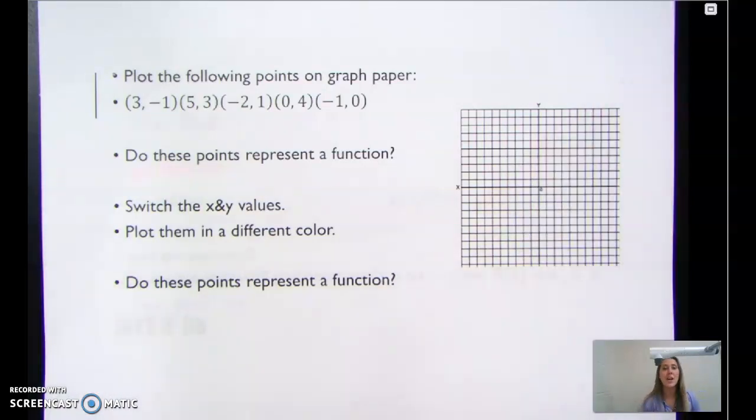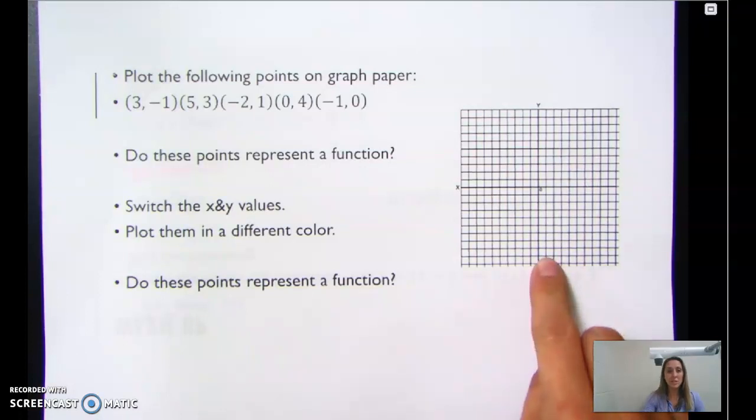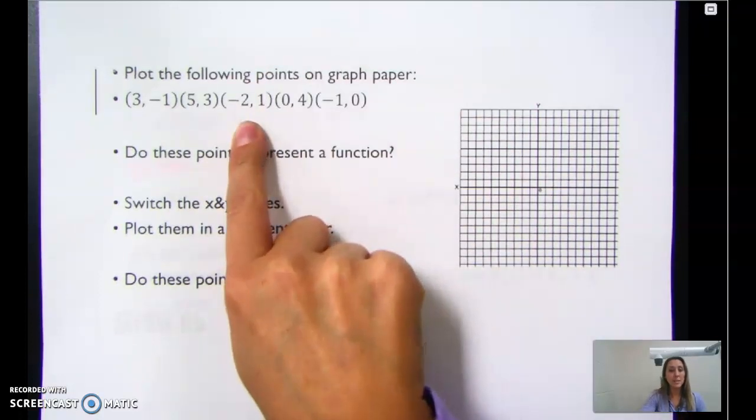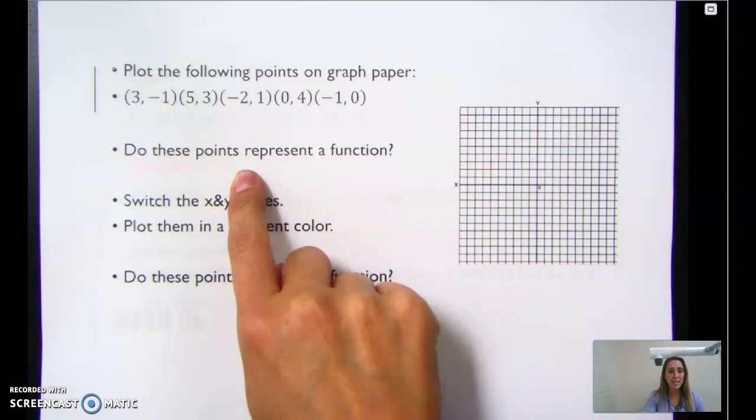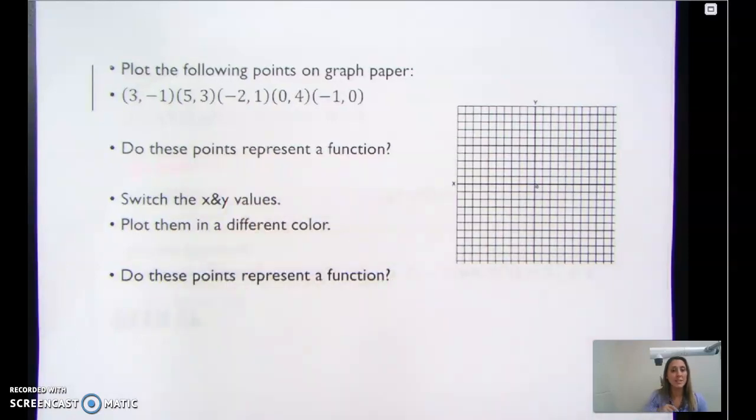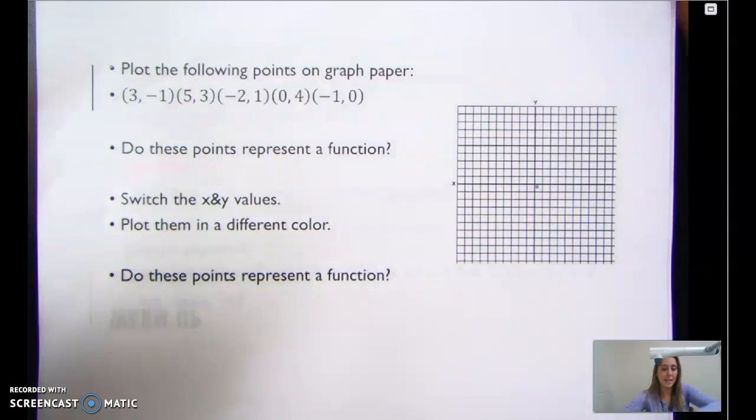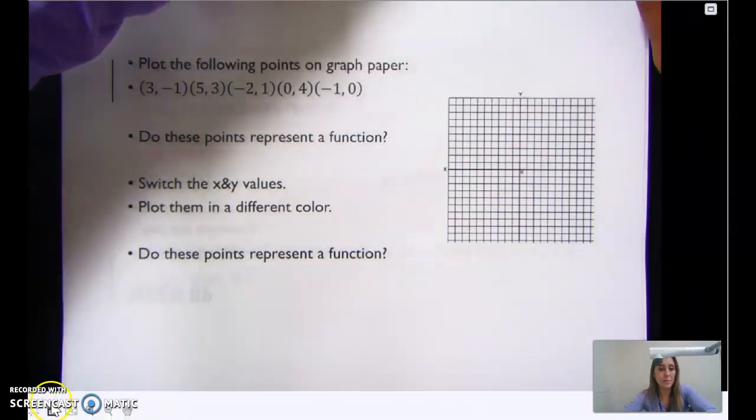off to the side. So anyway, I would like you all to take this graph down and plot these points, answer this question, and we will work our way through this. So go ahead and hit pause, and I'm going to hit pause so I can switch the tape.